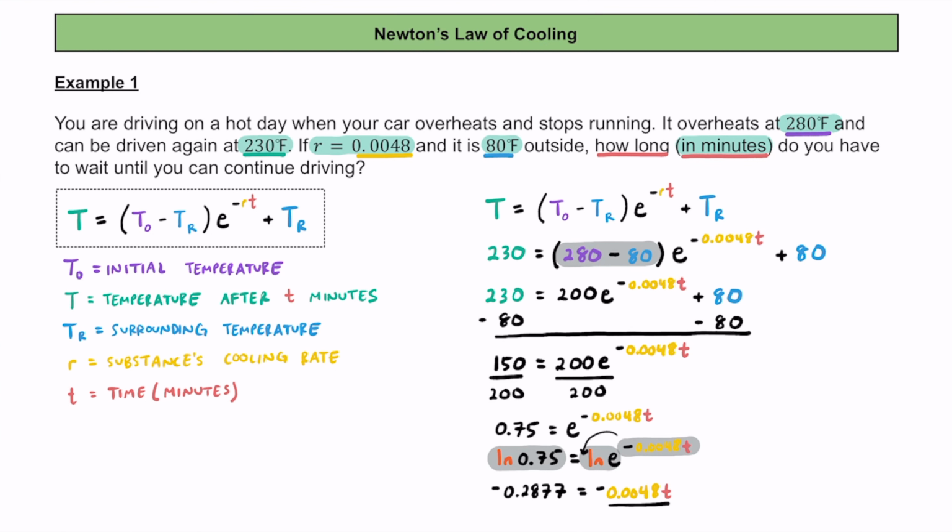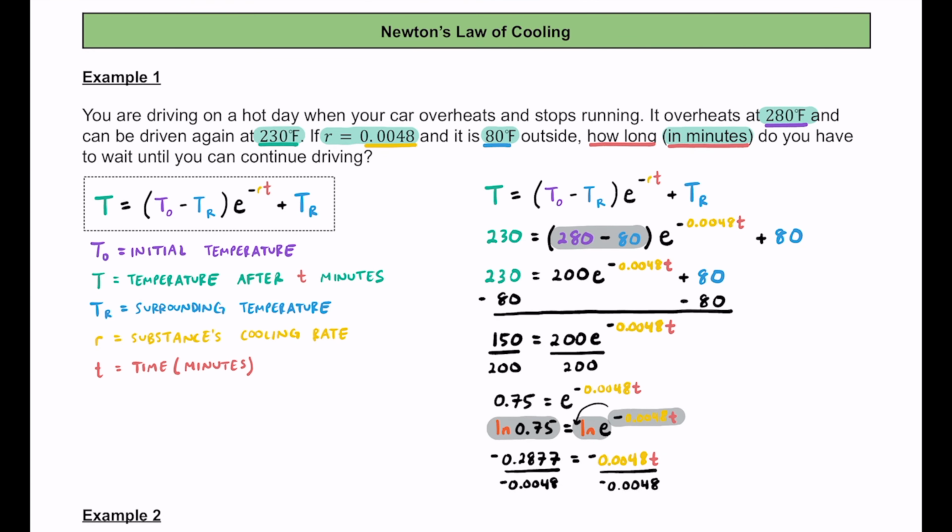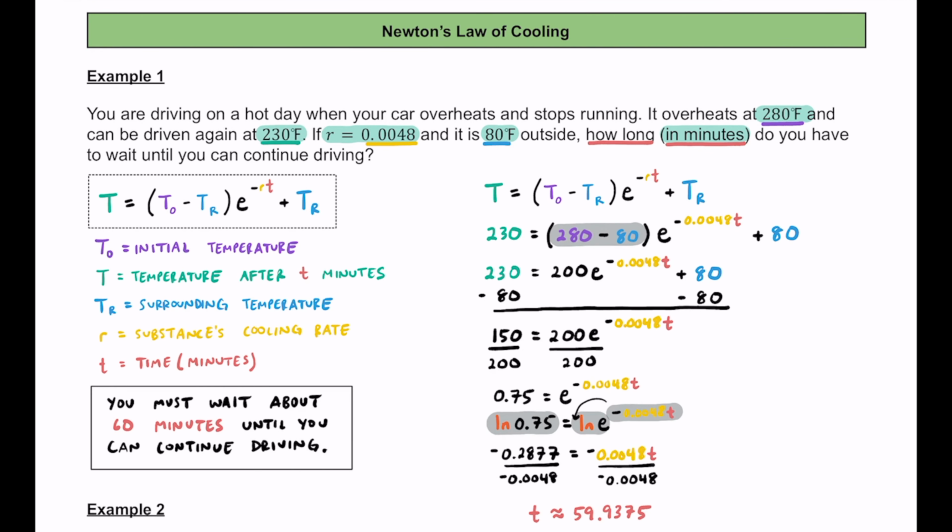And now for our final step here, let's just go ahead and divide both sides by 0.0048. That way we can isolate and solve for whatever this t value is. So dividing both sides by this r value, we're going to get t is going to be roughly equal to 59.9375. Okay, and so what does that mean in terms of this problem? Remember, t, this lowercase t, is representing time in minutes. So we can conclude that you must wait about 60 minutes or an hour until you can continue driving.